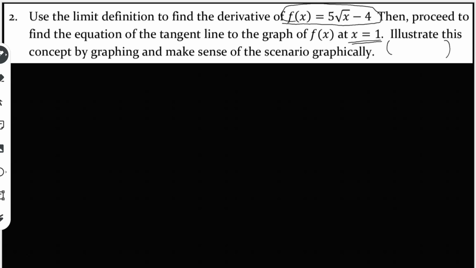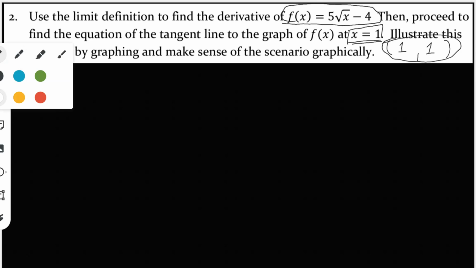Now, when I see these types of questions, I like to see a point on the graph, right? What point am I looking at? Given that x is 1, f of 1, which is the y value, is 5 times square root of 1 minus 4. Square root of 1 is 1, times 5 is 5, minus 4 is 1. So the point that we're looking at is the point (1, 1). Okay, so keep that in mind. However the graph looks, we are looking at the point (1, 1).